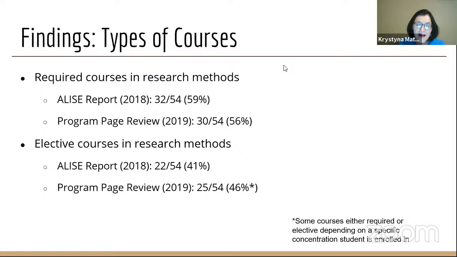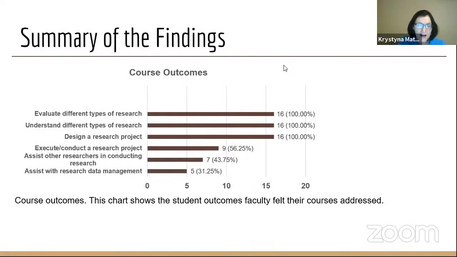The data on the electives varies because sometimes a course can be required for a cohort of students in a certain concentration, and then it can be an elective. And our colleague Monica will talk about it in her case study, because it can vary depending on the concentration of the students.